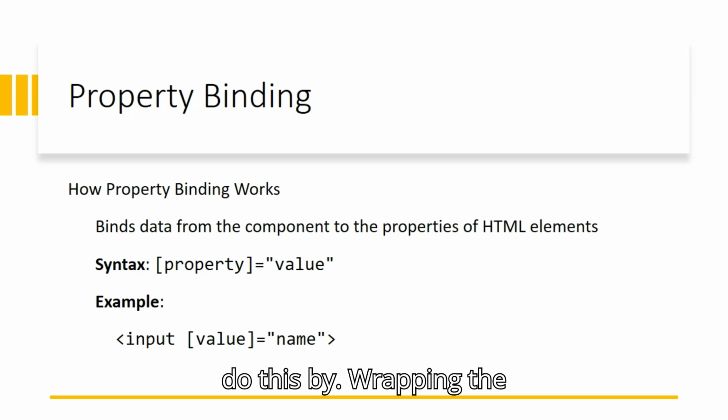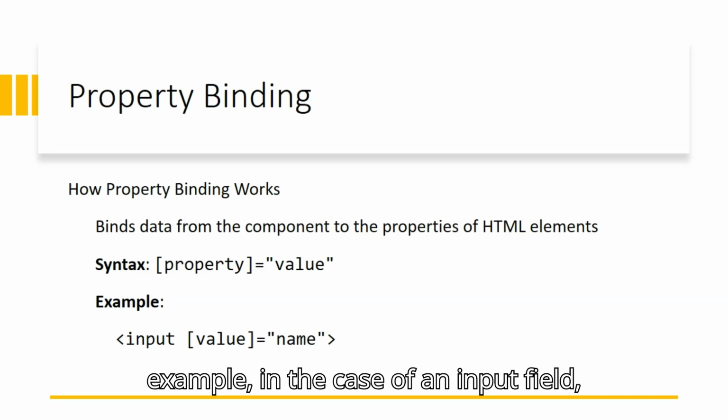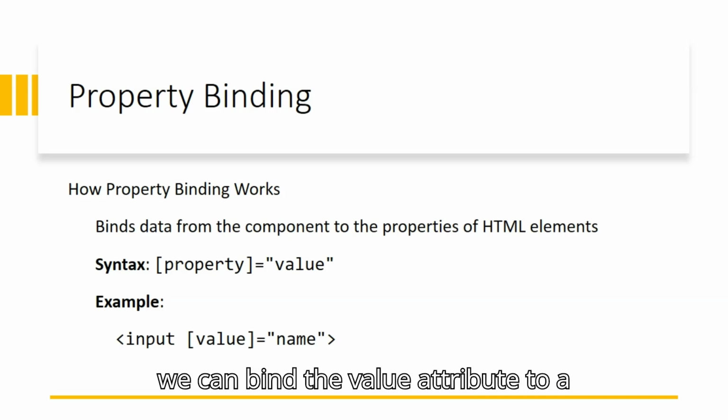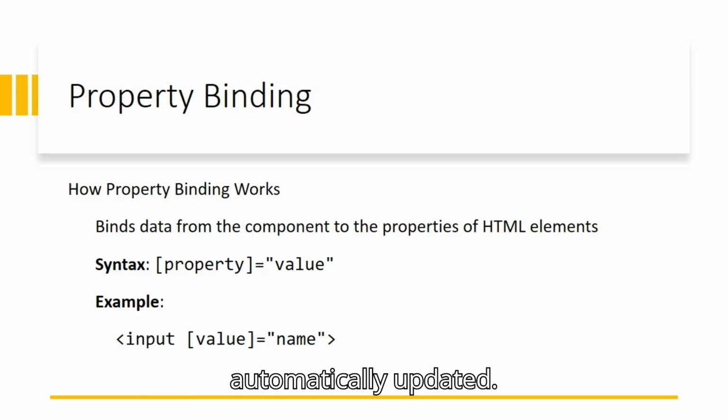Property binding. Property binding is used to bind values from the component to HTML attributes. We do this by wrapping the property in square brackets. For example, in the case of an input field, we can bind the value attribute to a property in the component so that it's automatically updated.